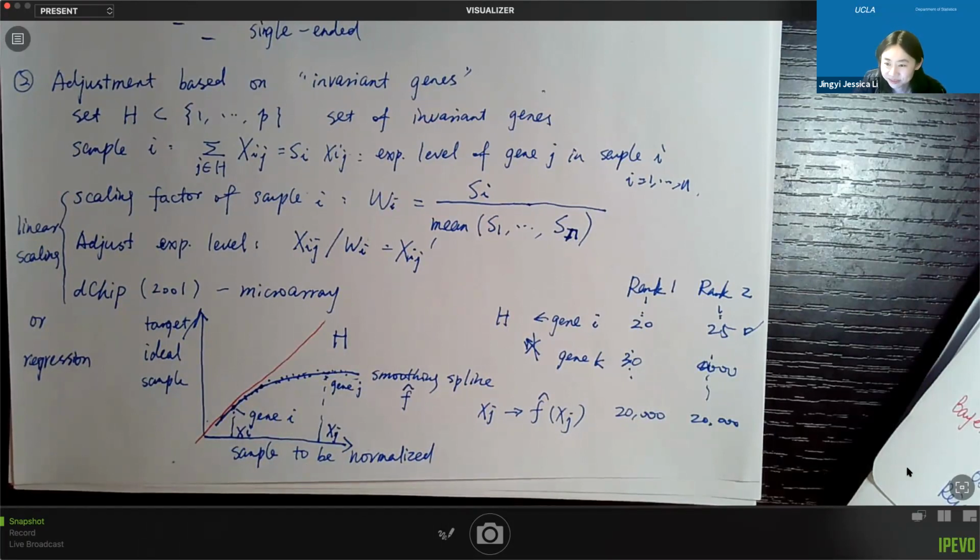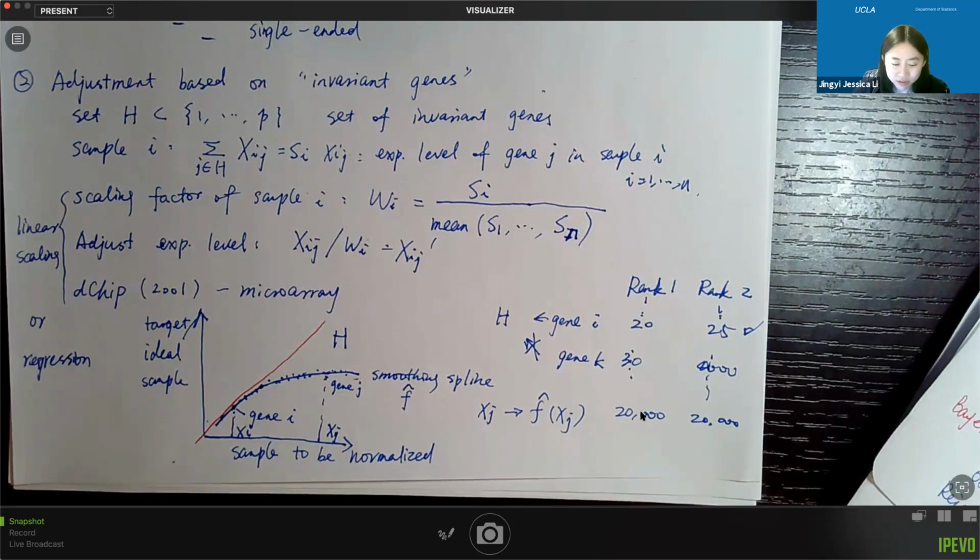Dr. Lee, is this regression normalization the same thing as the quantile normalization in your notes? No, it's different. So we're going to talk about quantile normalization next, and after that, we can revisit this one and discuss how they're different.